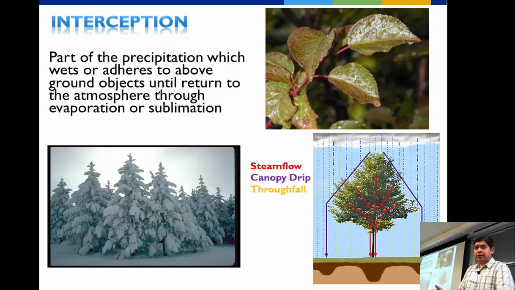Interception is basically, not all the water just falls onto the ground. Some of the water will be caught by the canopy, by the plants. When they catch that water, some of that will go back as evaporation.